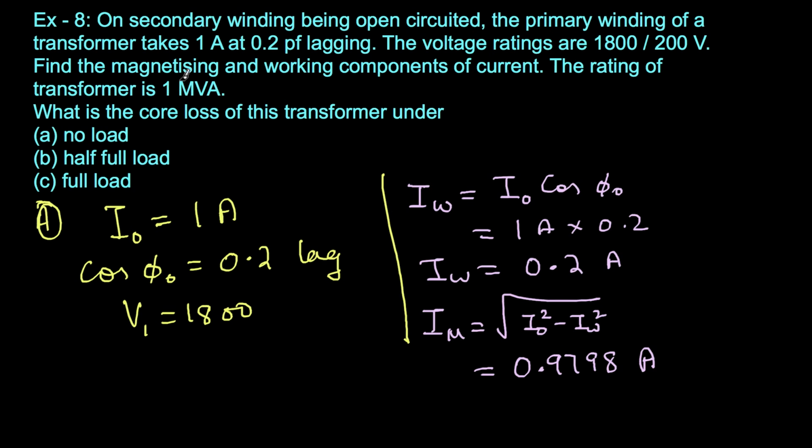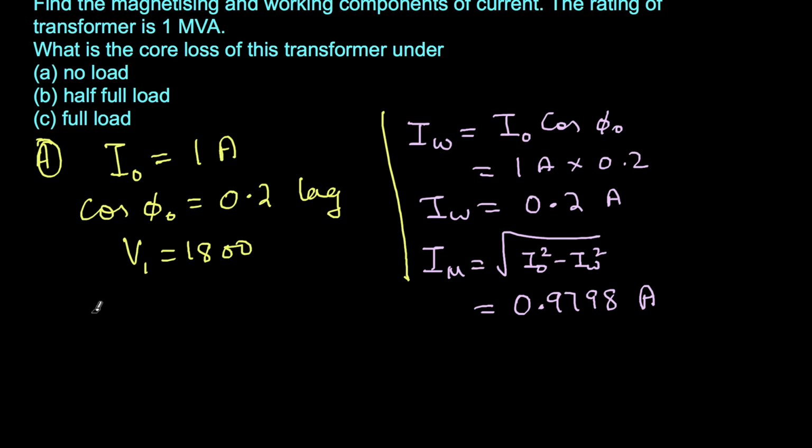What else? I think we have calculated both the working component and the magnetizing component. Even though it is not asked, let's calculate the core losses. Core loss, or by another name iron loss. Let's calculate the iron loss of the transformer. So what is it?